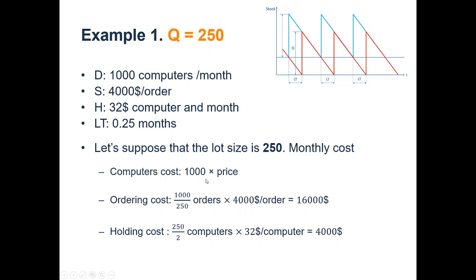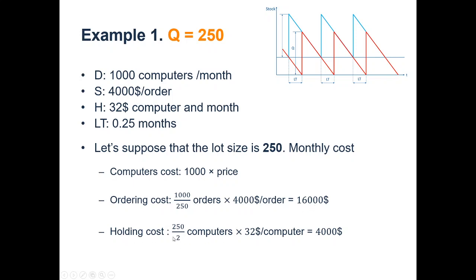Let's now imagine that Q is 250. The calculations are exactly the same, but we substitute some numbers. The computer cost is exactly the same, but the ordering cost is now 1,000 divided by 250. So that means we are placing 4 orders, which is natural. We are ordering less quantity per lot, so the total number of orders we have to place per month is larger. Actually, it's 4 orders per month. That means a cost of $16,000.